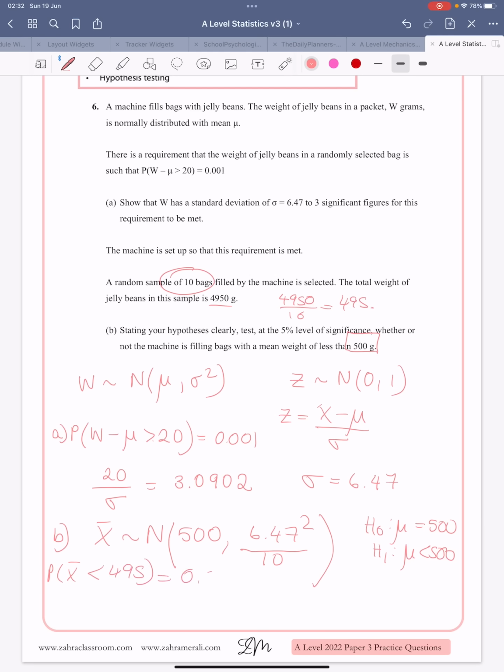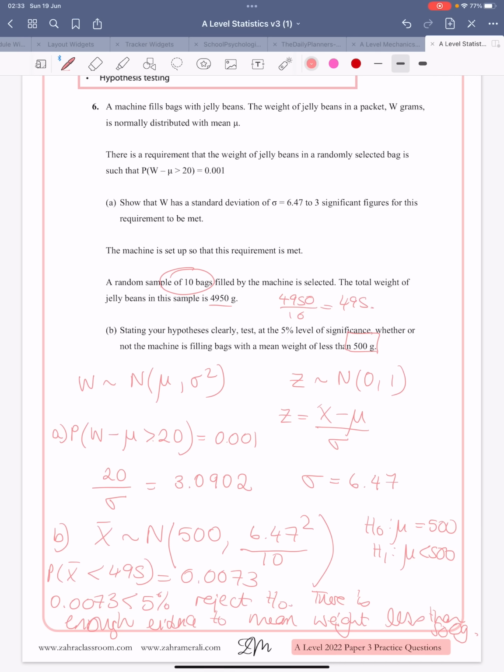Stick that in your calculator: 0.0073. Compare it to 5%. It's less than 5%, so we can reject H0, and there is enough evidence to show mean weight less than 500 grams. Okay, so I hope that makes sense.